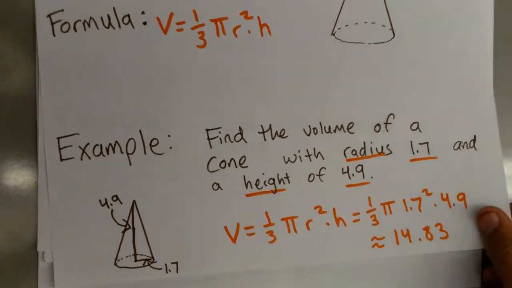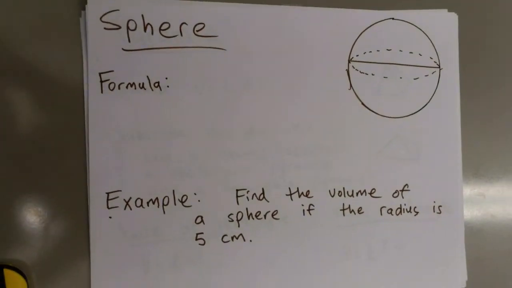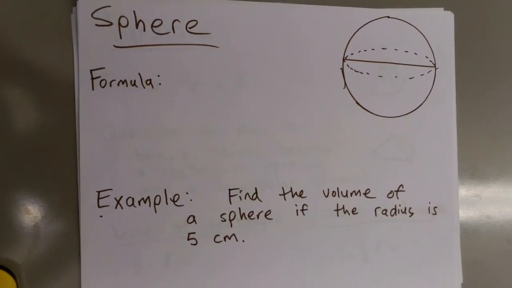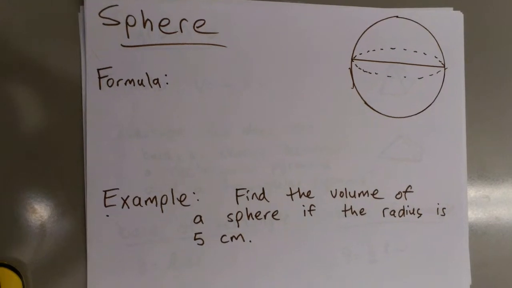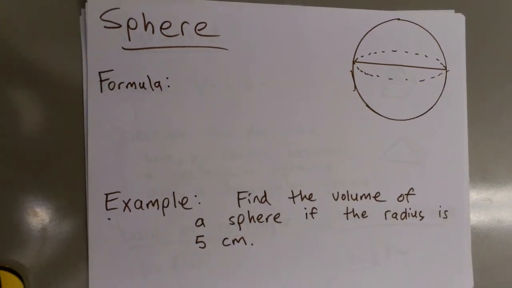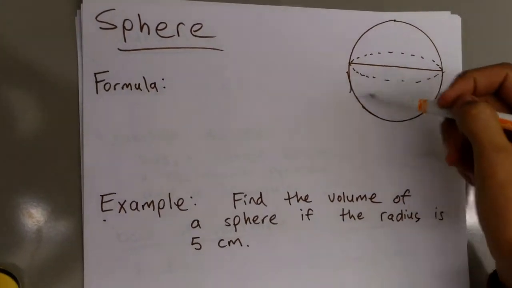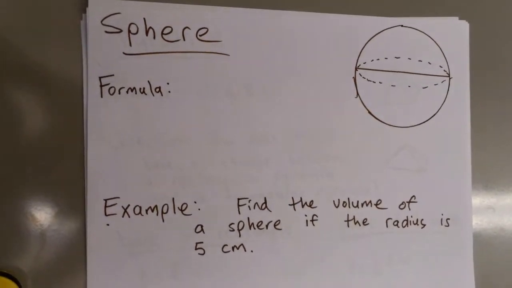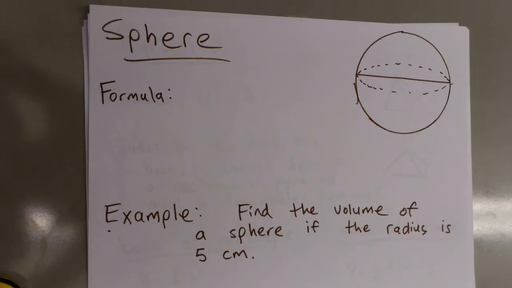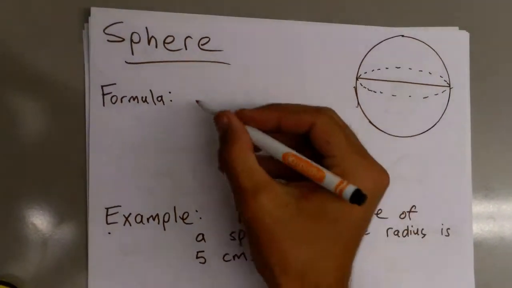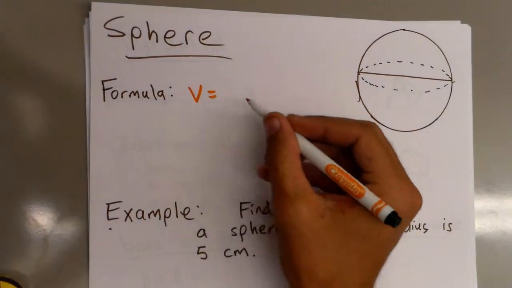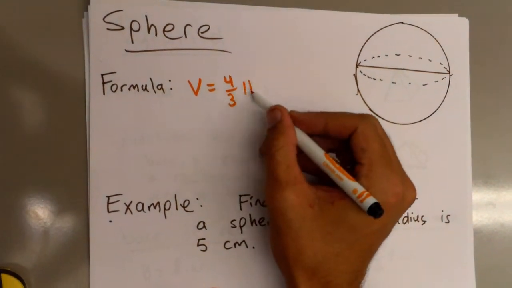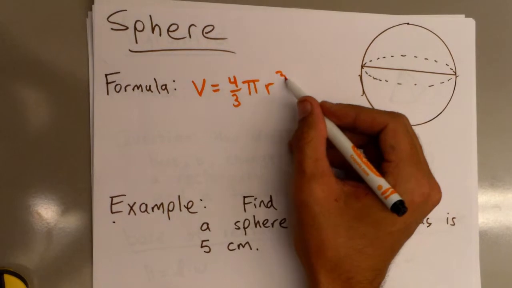So let's look at another figure. This one's a sphere. You can think of Earth, or a ball, like a basketball or a baseball. This is basically just a circle in the middle and other smaller circles that come up to a point at the top and to the bottom. All right, so for a sphere, the volume equals 4/3 pi r cubed.